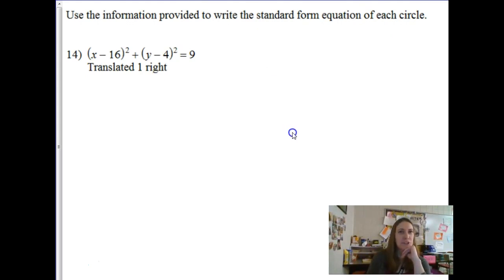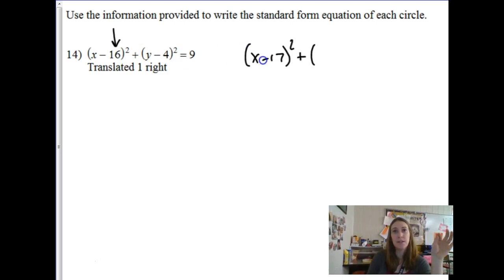Alright. What if we translate the function? Or I shouldn't call it a function. It's not. It's a circle. We can translate it right 1 unit. So if I think about what sort of shift makes things move to the right, that would be changing the h value. So instead of being located at right 16, if I translate right 1 unit, this is now going to be located at 17. So how about x minus 17 squared plus y? The y didn't change. And the radius wouldn't change, so it still equals 9.